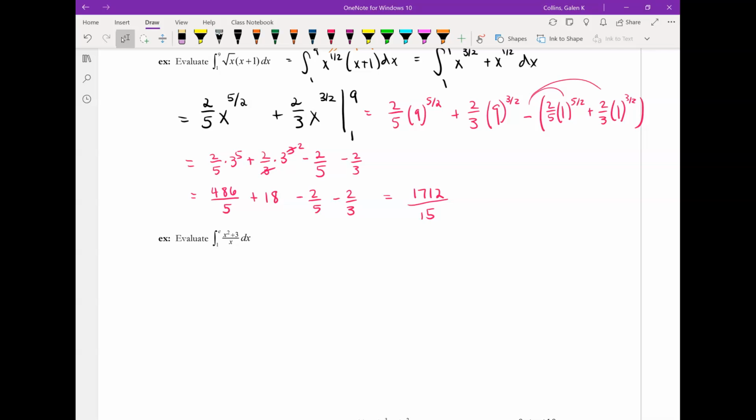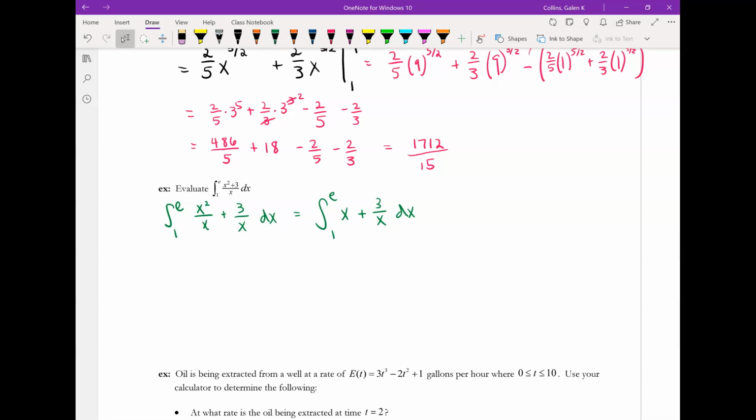All right, the last example, again, we said there's no quotient rule, so we have to rewrite the expression in our integrand. So I could rewrite this first as x squared over x plus 3 over x. And then we could simplify that. Well, x squared divided by x is x. And then I'm just going to leave this as 3 over x.